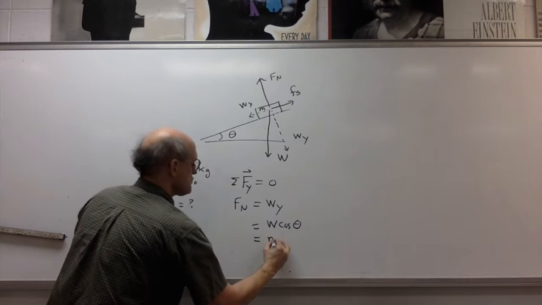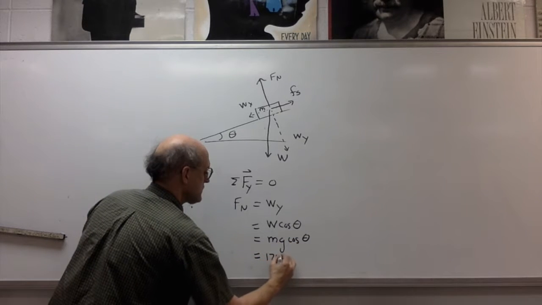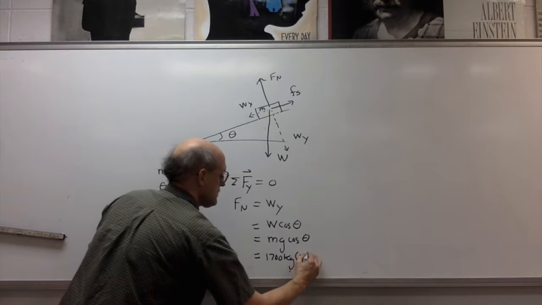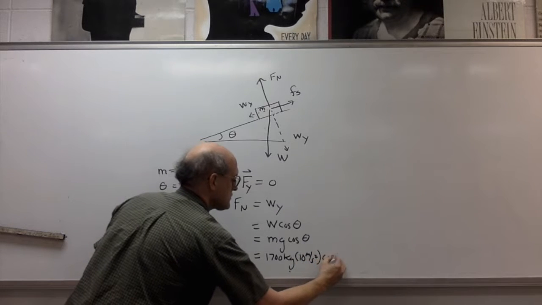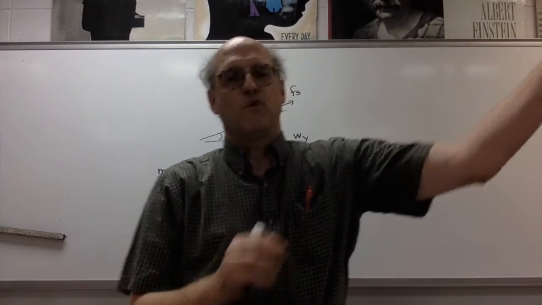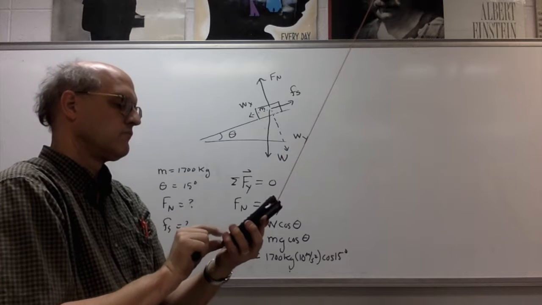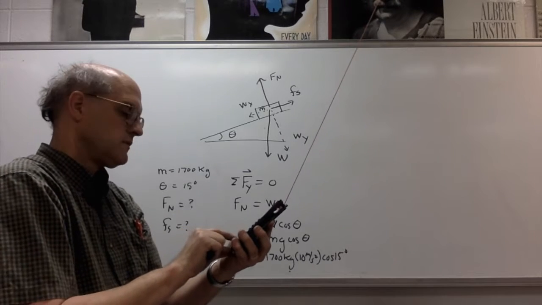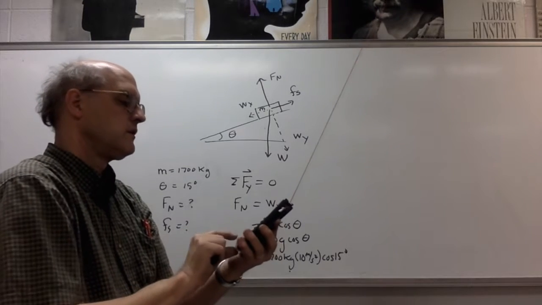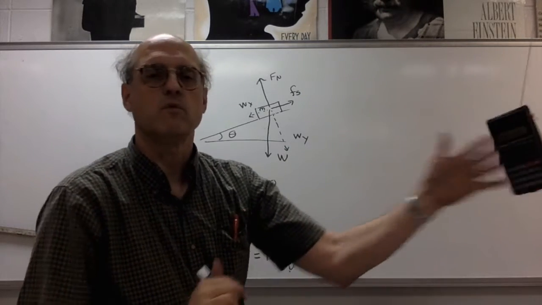Weight is m times g. So substituting, we have 1,700 kilograms times 10 meters per second squared times the cosine of 15 degrees. So the normal force is 16,421 newtons.